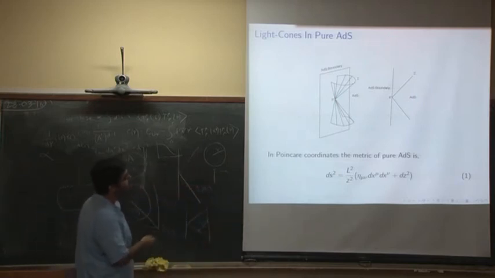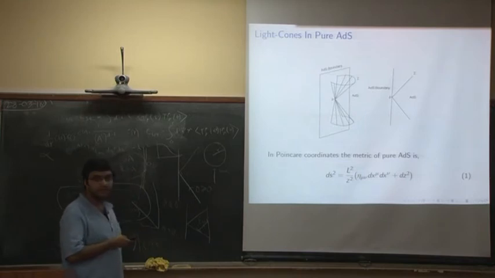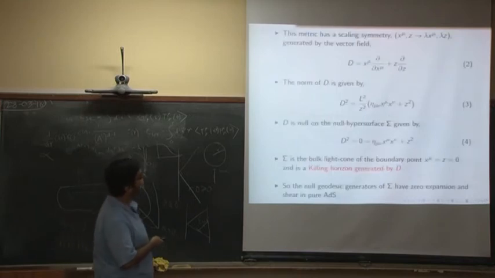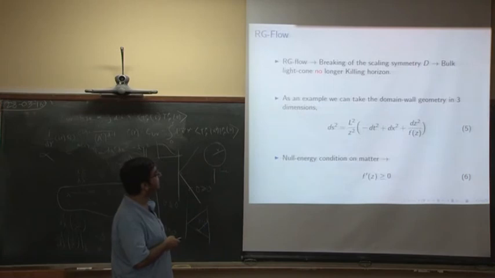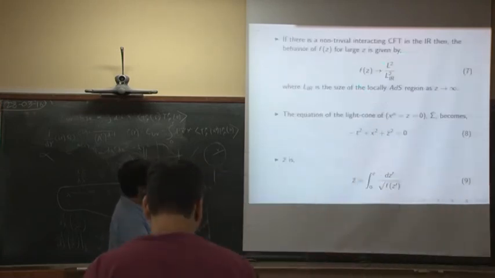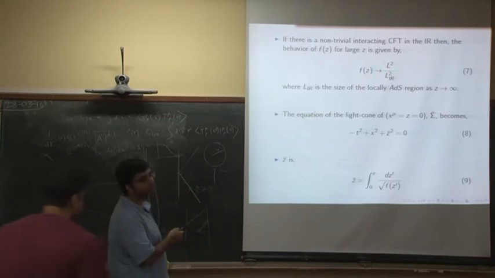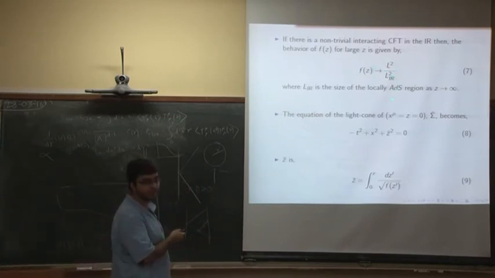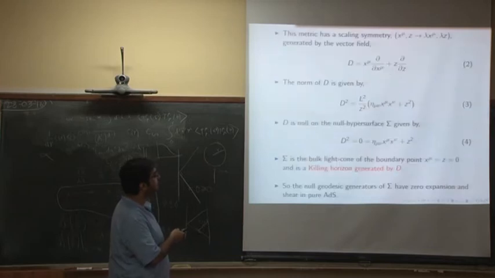Okay, thanks. So is f of z going to 1 at z equal to 0 and at z equal to infinity? No. As z goes to infinity, f of z goes to L squared over L. That is for large z. Now, as z goes to 0, near the UV boundary, f of z actually goes to 1.